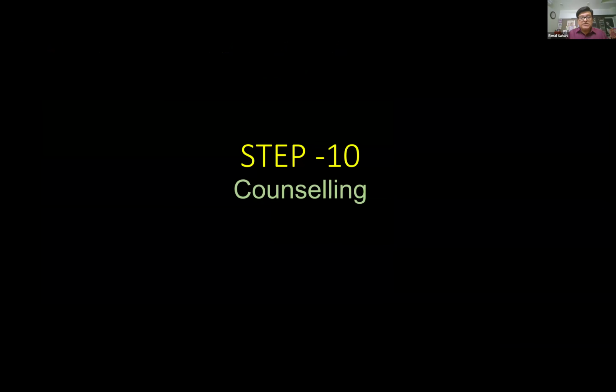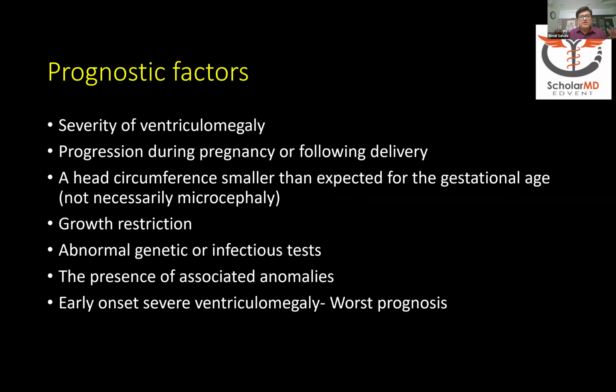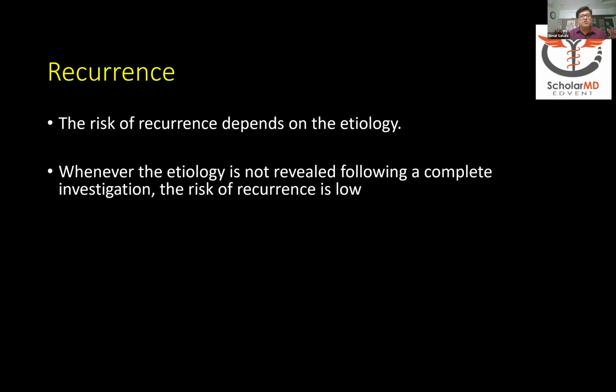The step 10 is the most important and the most tricky one, and that is counseling. Now, before you get into counseling, what are the prognostic factors? What are the ones which cause poor prognosis? The severity of ventriculomegaly, progression during pregnancy, head circumference smaller than expected for gestational age, not necessarily microcephaly, an associated growth restriction, abnormal genetic or infectious tests, the presence of associated anomalies, or an early onset severe ventriculomegaly. The prognosis is going to be really bad, the worst prognosis.